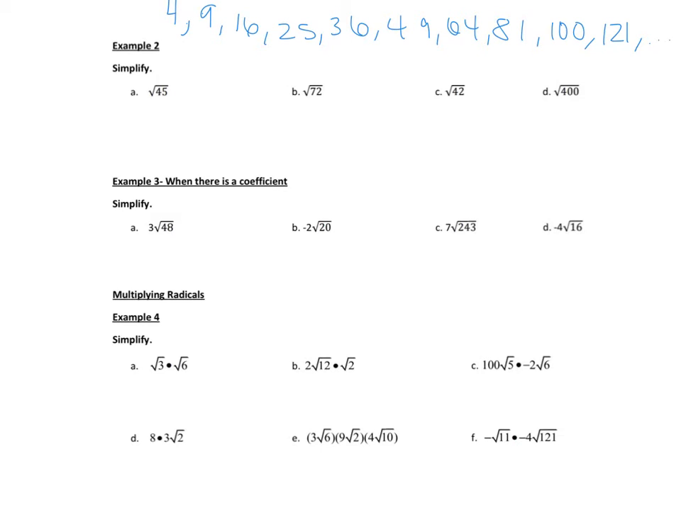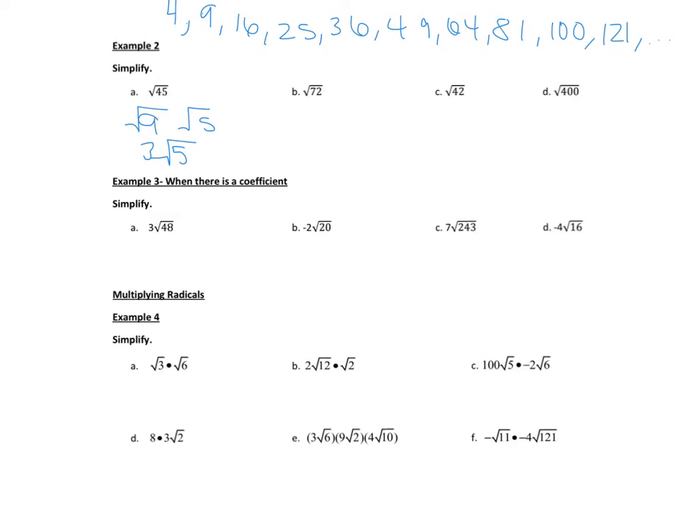So like on example 2a, 45 is divisible by 9, so this isn't simplified. So I'm going to rewrite this as the product of the square root of 9 times the square root of 5. I always put my perfect square first because square root of 9 can be reduced. It's 3. So it gets to come out of the square root, whereas that 5 has to stay in.